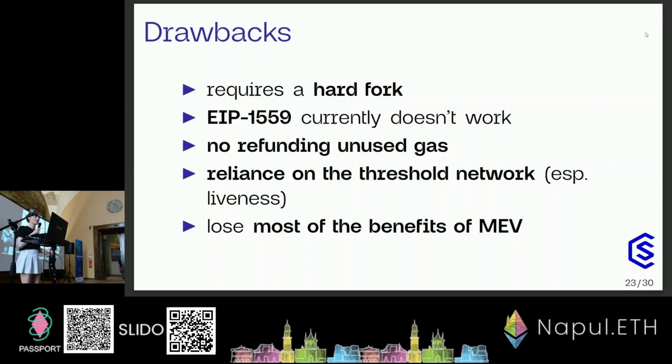We also rely on the threshold network to stay available, which is something that the Ethereum L1 doesn't like, which is why they went with the commit and reveal approach instead. And we will lose most of the benefits of MEV.